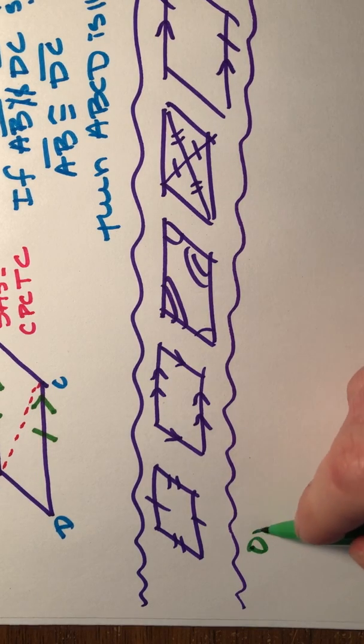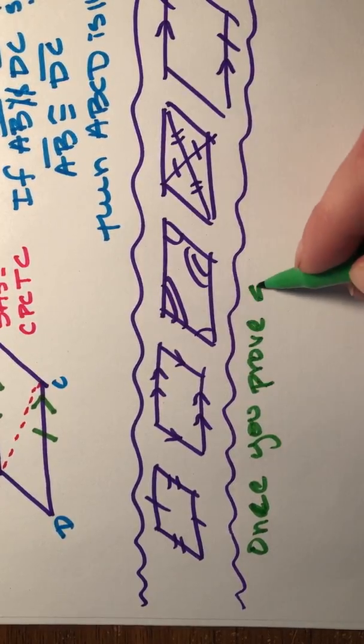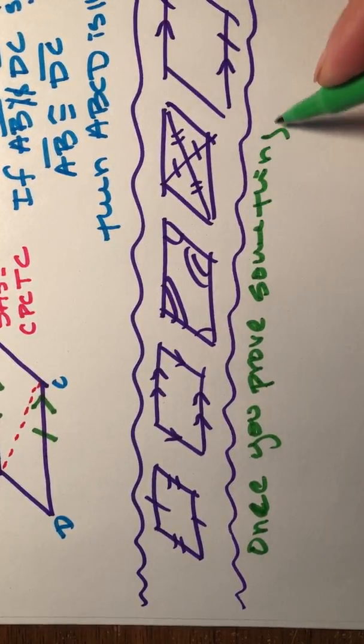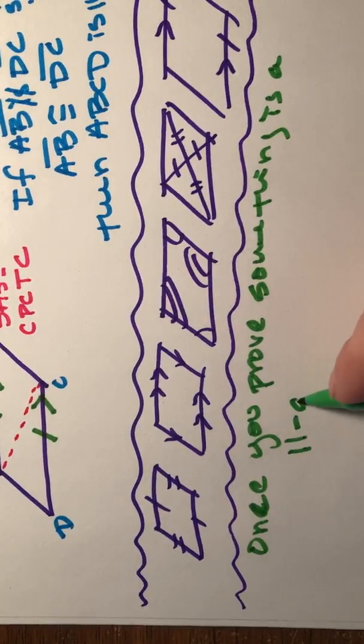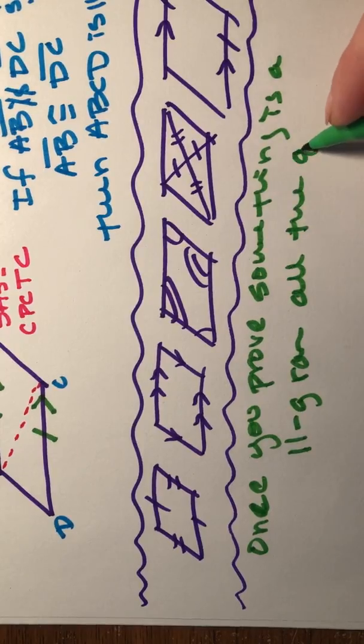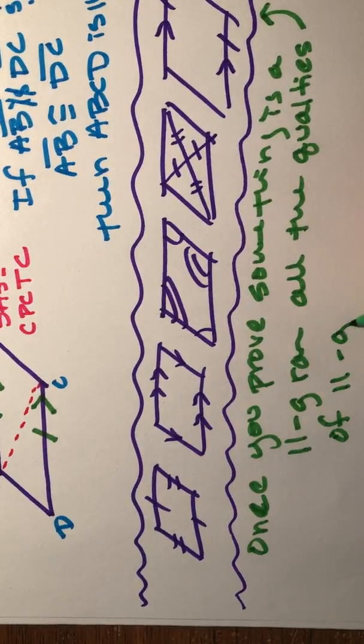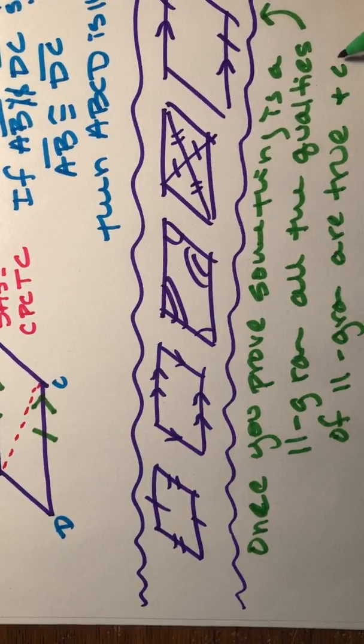Now, once we've used any of those ways to show that it's a parallelogram, then all of them are true. So once you prove something is a parallelogram, all the qualities of a parallelogram are true. And you can use those in proofs or calculations.